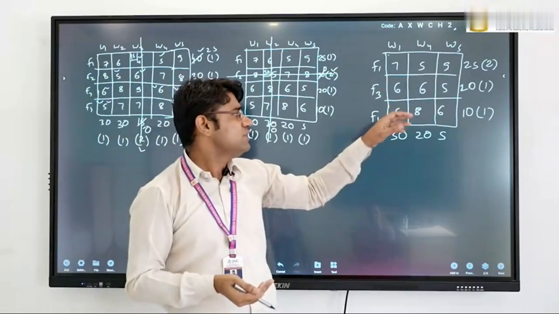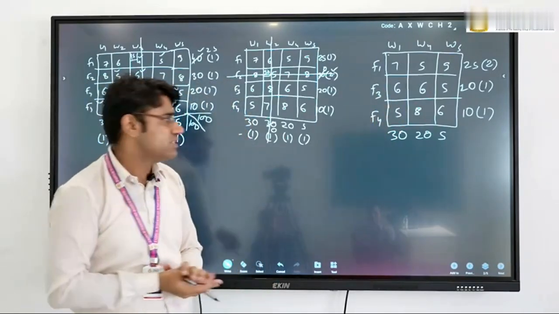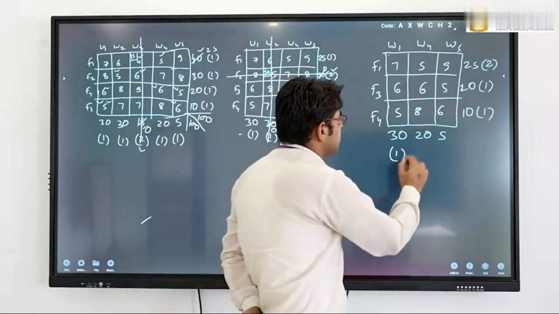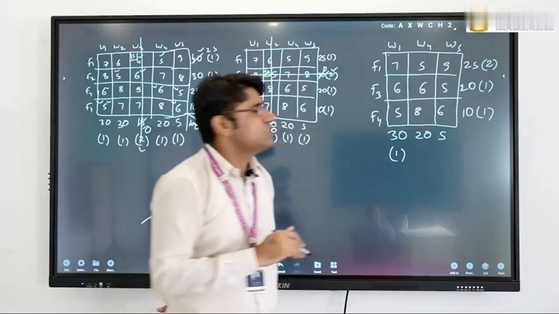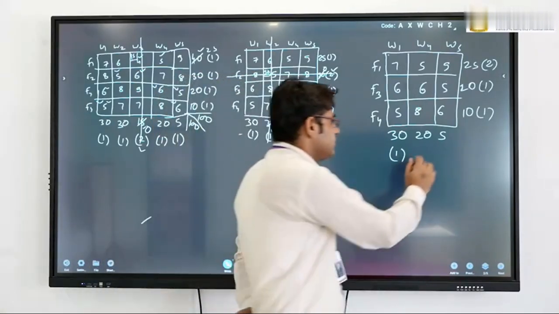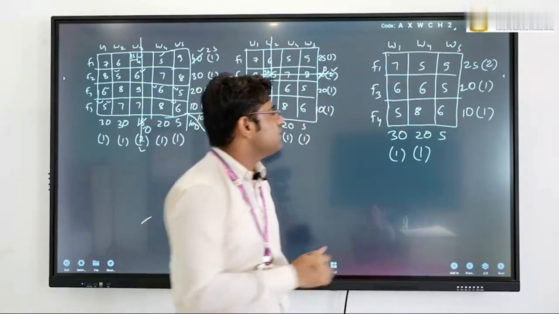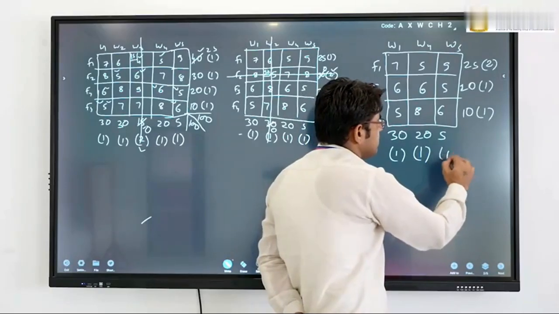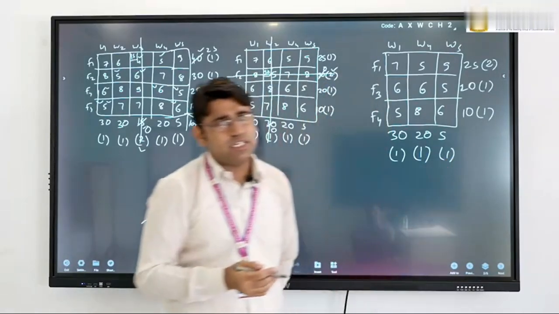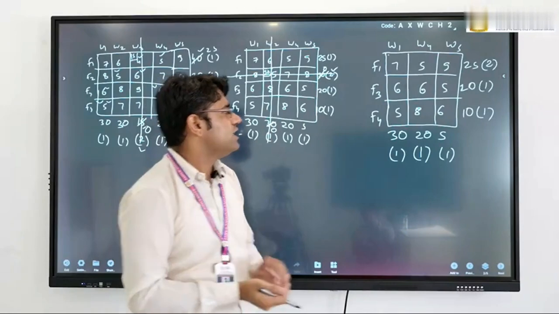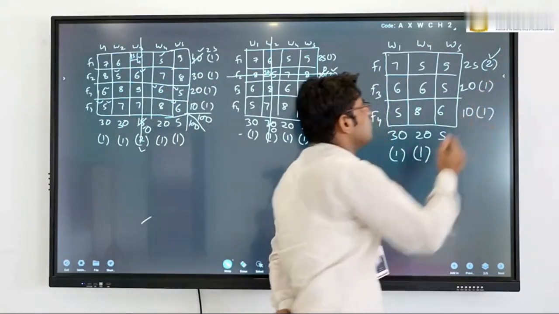In the first column, smallest is 5 and second smallest is 6, so the difference is 1. In the second column, smallest is 5 and second smallest is 6, so the difference is 1. And in the third column, smallest is 5 and second smallest is 6, the difference is also 1. Now we check the highest penalty. Here the highest penalty is 2.